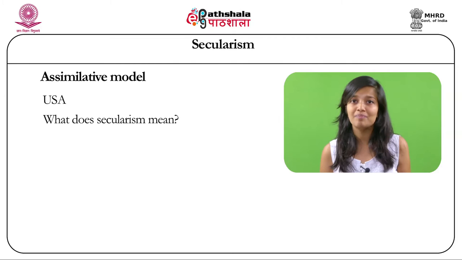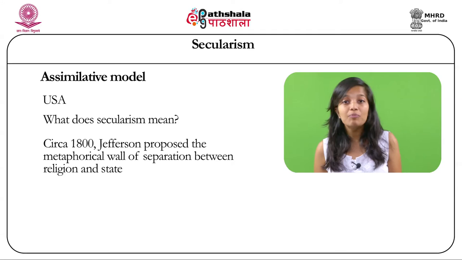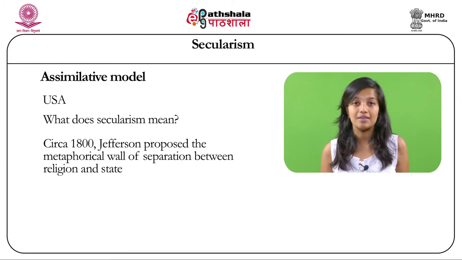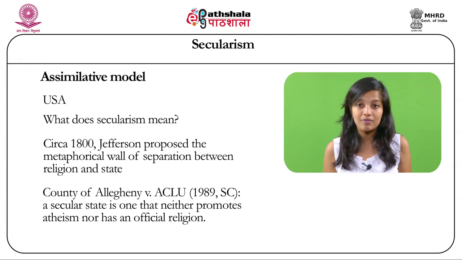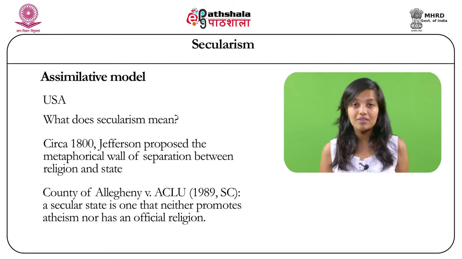What does secularism mean within the United States? Reference can be made to answer this question to a comment made by the founding father Jefferson circa 1800, where he proposed the metaphorical wall of separation between religion and state. This idea was further expounded by courts, and reference can be made for further clarity to the decision of the Supreme Court in 1989 in County of Allegheny versus ACLU, where it was held that a secular state in the perspective of the United States of America is one that neither promotes atheism nor has an official religion. So we note that there is the absence, unlike in the case of Canada, of a requirement that certain principles, religious principles, practices, beliefs, be accommodated actively by the state.